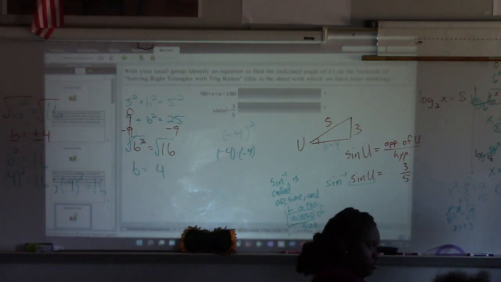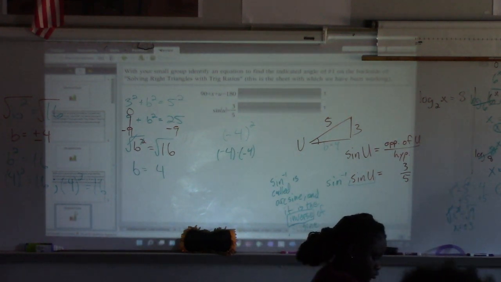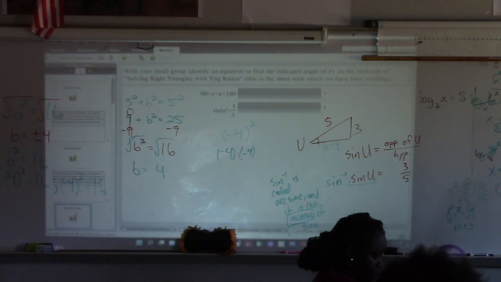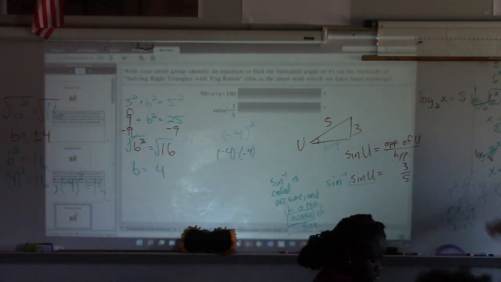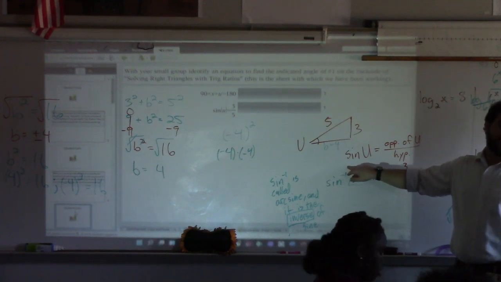Sine to the negative 1 is called arc sine and is the inverse of sine. So what is it going to do to sine? It's going to cancel it. So be careful. Negative is the opposite. The opposite is when we have adding and subtracting to make it 0. We don't want a negative, we just want to cancel it. Don't think of this as a negative. This is just a notation for an inverse.